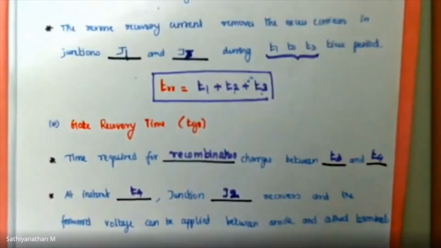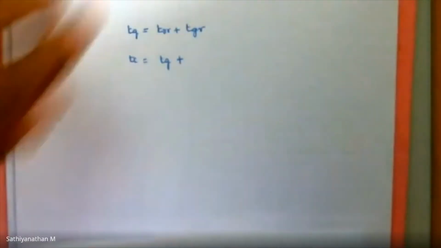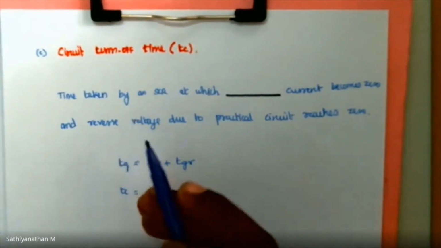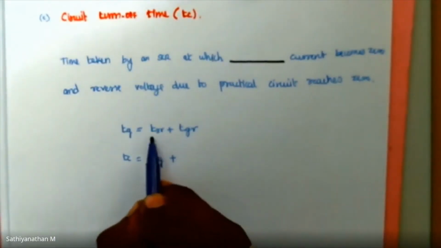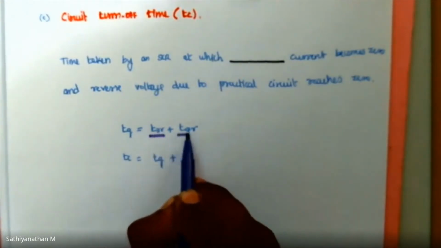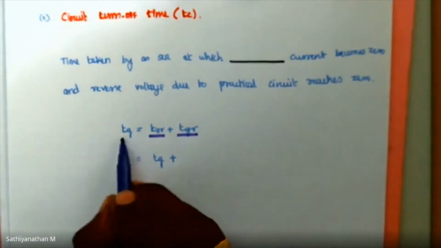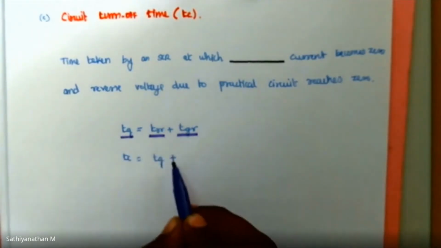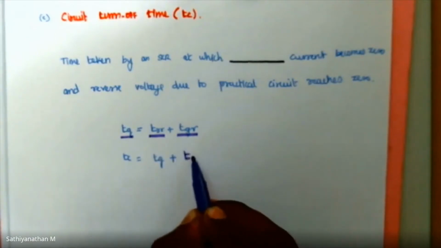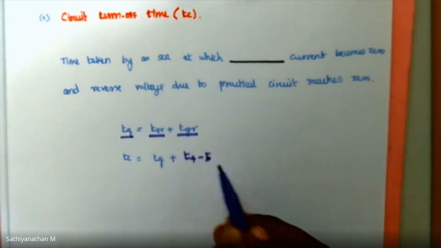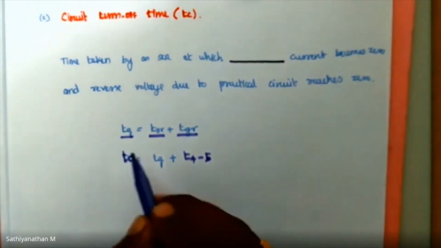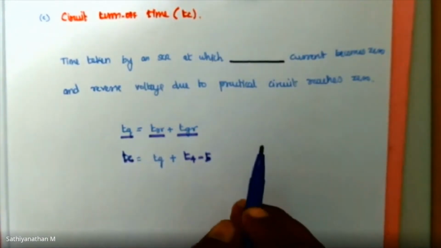And the last one is the circuit turn off time. The circuit turn off time is a combination of reverse recovery time and gate recovery time. I'm representing it as TQ, so it is a combination of TRR and TQ. And we are adding one more time interval from T4 to T5, right? So the total circuit recovery time is a combination of all the intervals, T1 to T5.